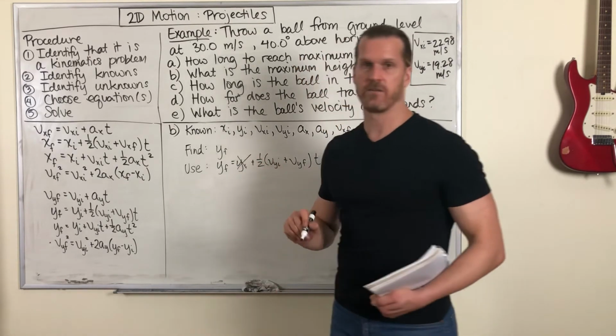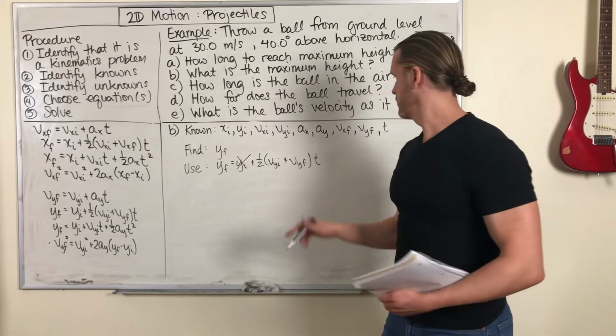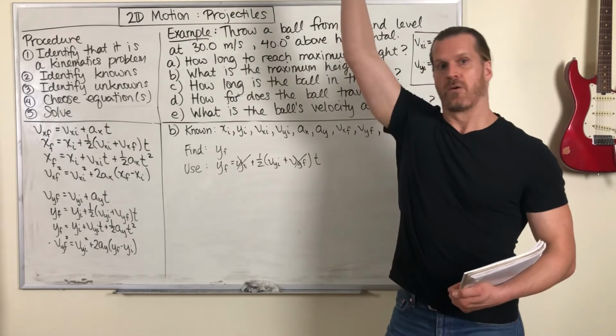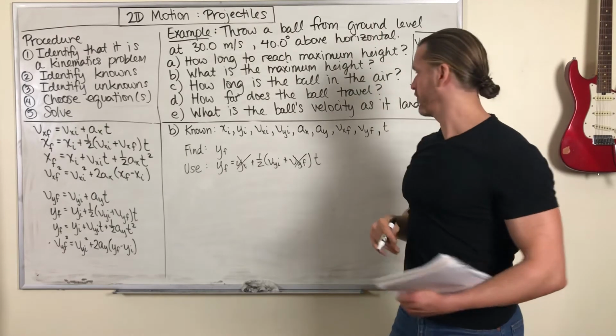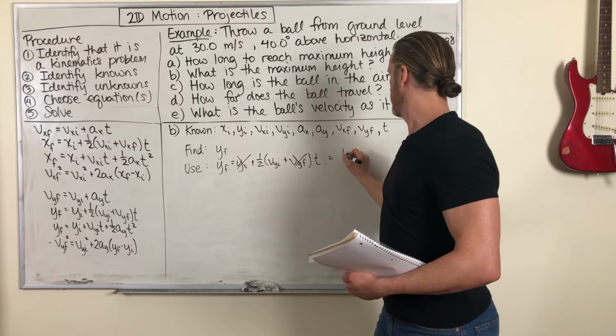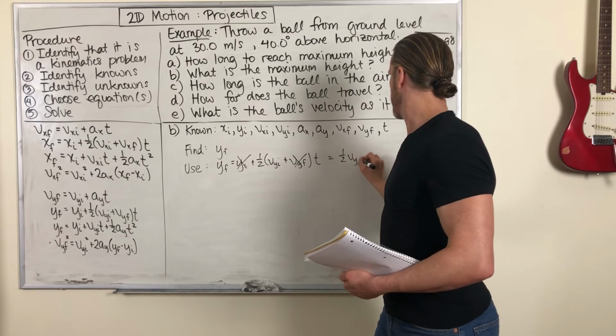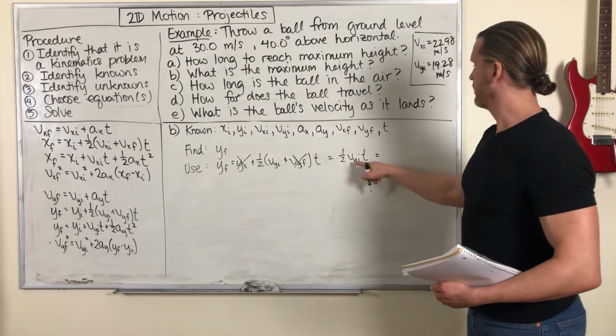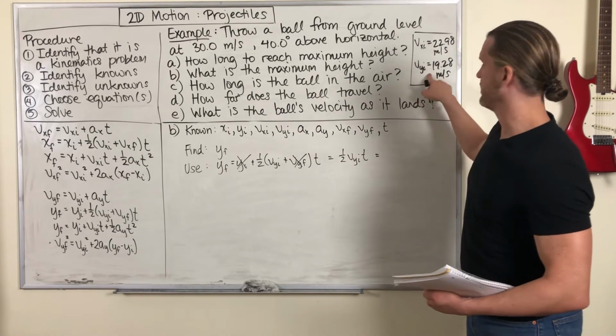We can cross that out. It starts from ground level. And we know Vy final is also 0. That y velocity is 0 at the peak. So we can cross two of those things out, and the equation is pretty simple. 1/2 Vy initial t. We know those values. We've got Vy initial over here.